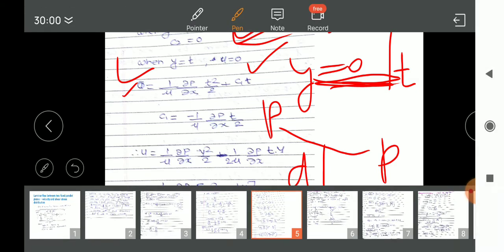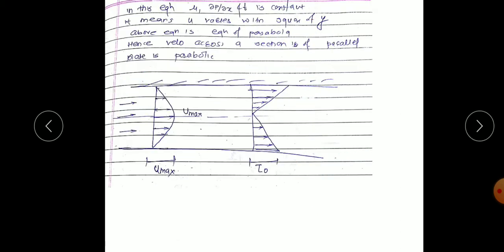My final expression for u is 1 by 2 mu, minus delta p by delta x, (ty minus y square). Now we can see u is a function of y, and that is the square of y. So again the velocity u will be parabolic. So the profile will be the parabolic one. u will be a function of the square of y.